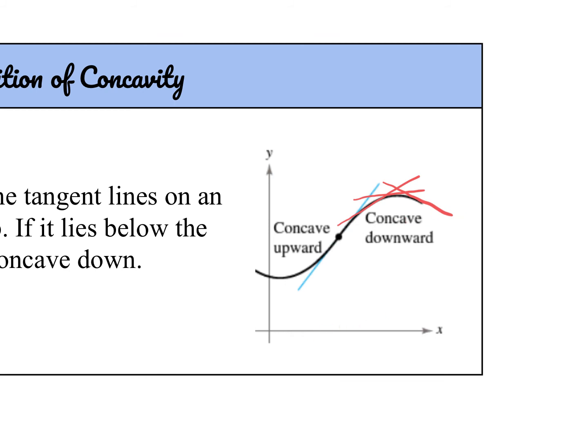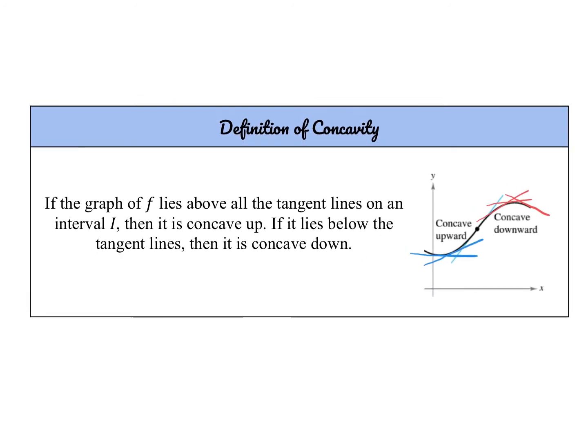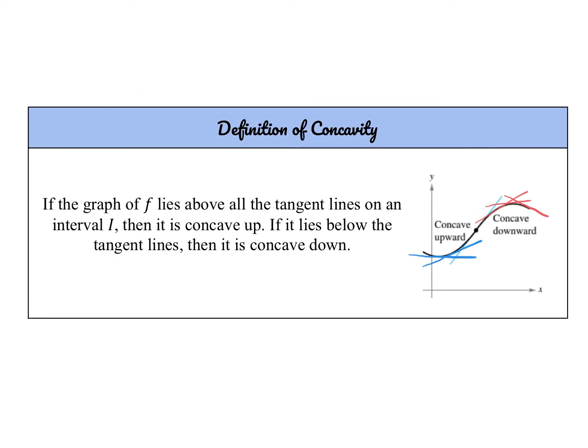And then our graph is considered concave up when the actual graph would fall above the tangent line. So you can see any region here, if you drew a tangent line, your graph is going to sit above it, except where it is crossing at the tangent line. So that's another definition of concavity.